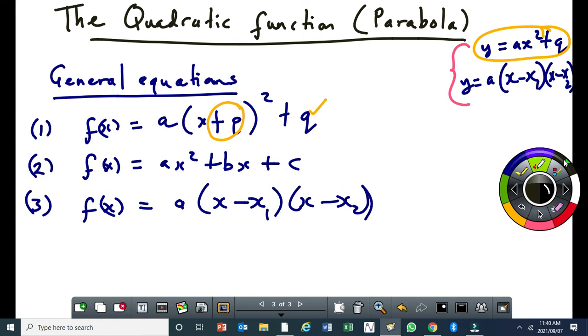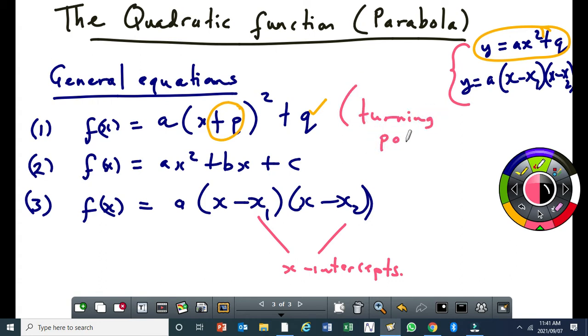So what's x1, x2? x1 and x2 are the x-intercepts. You were taught that last year. These two here are the x-intercepts. And this is called the turning point form. So if you hear me saying turning point form, I'm referring to this equation. If you hear me saying the x-intercept form, I'm referring to the third equation.